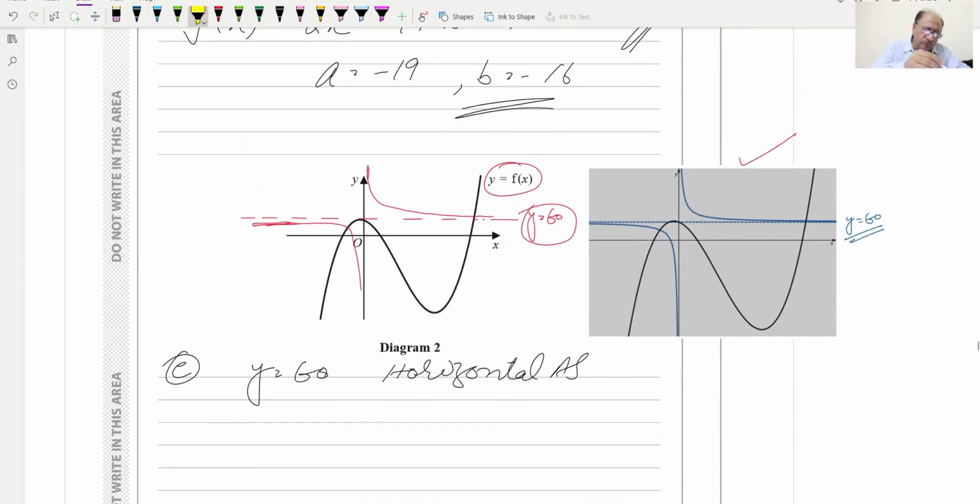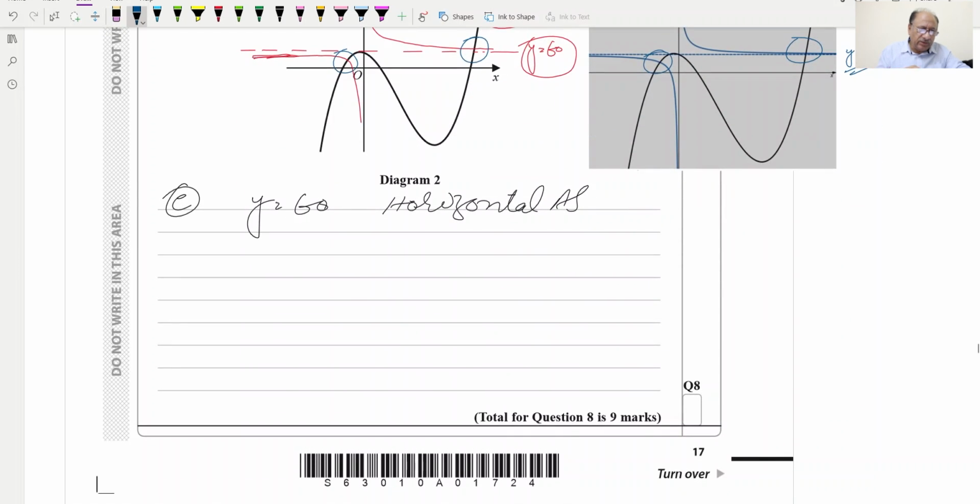Number of solutions will be what? One solution here and one solution here. So you can see from this diagram also, there are two solutions. So we can write here two roots or two solutions. This is part 1 and this is part 2, and we can write two roots. This will be the final answer for this question.